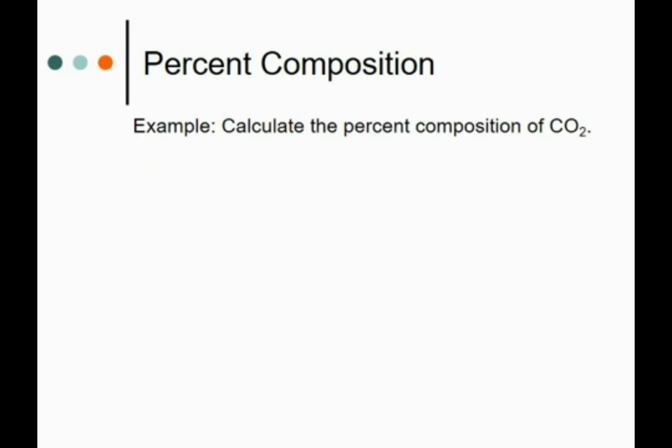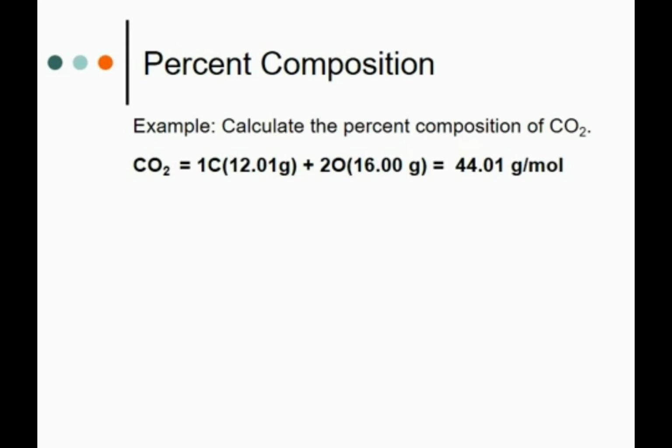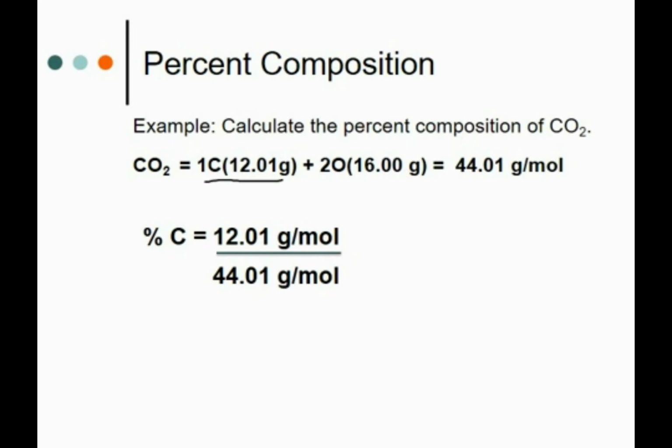So let's calculate the percent composition of carbon dioxide. So step one is going to be, well, determine the molar mass of carbon dioxide. And it turns out to be just a little more than 44 grams per mole here. So if we want the percent of carbon, we're going to take the mass of carbon in this molecule, which is all right here. We've got one carbon, and it weighs 12. And we're going to divide by the molar mass of the whole compound. The grams per mole up top will cancel with the grams per mole. And of course, we need to multiply by 100% here. So we get 27.29% carbon.